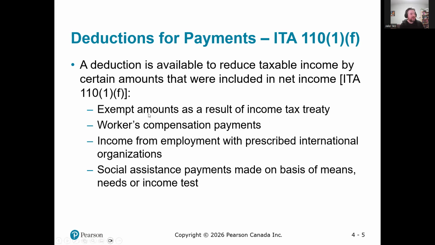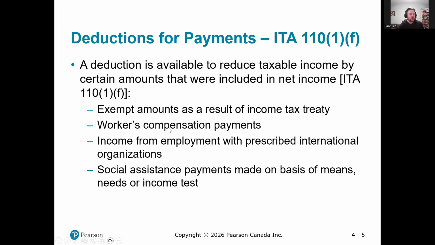So if we have certain income amounts that are the result of an income tax treaty, that we are exempt from, we have to report that we are receiving the income, but we then get to deduct that exempt amount out. So reporting to Canada saying, yes, I'm earning this income, but it's from another country, it's exempt, so I will remove it, and only what's left will be taxable.